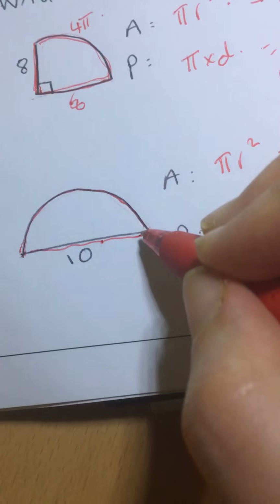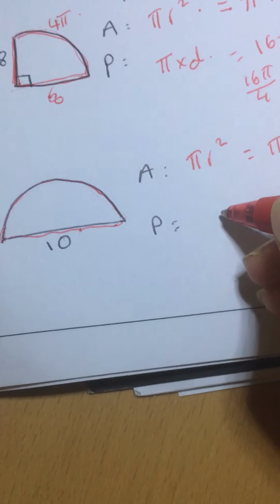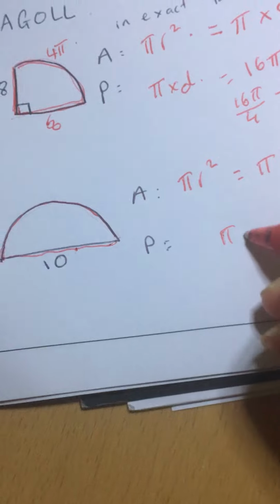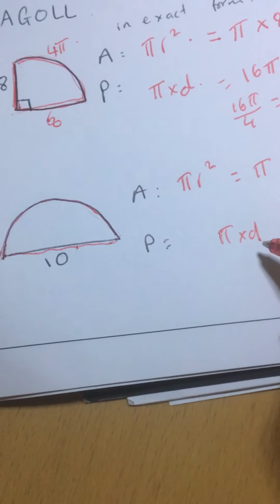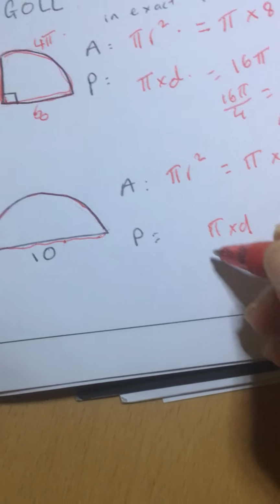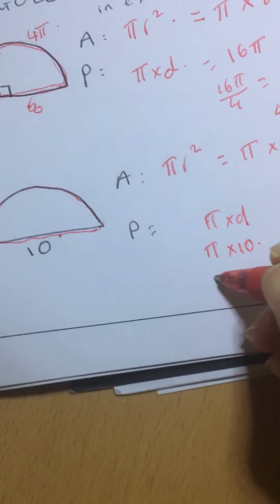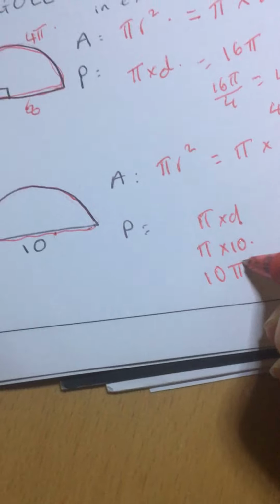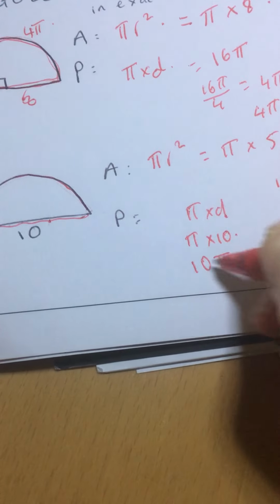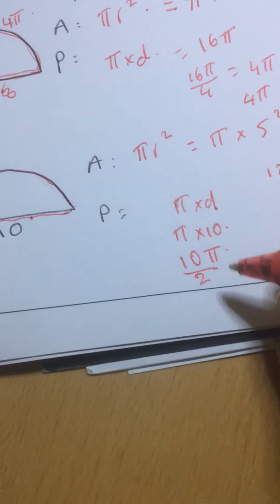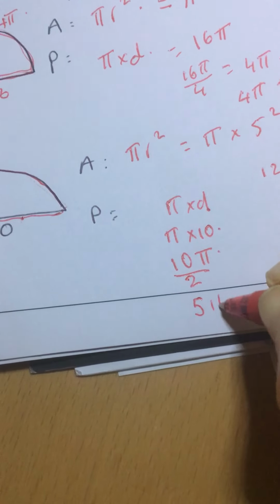This is half of a circle, so I use the formula for a circle, and the formula to find the circumference of a circle is pi times d. Here the diameter is 10, so I'm going to do pi times 10. That will give me 10 pi. But this is for an entire circle and I only have half a circle, so I divide by 2. That will give me 5 pi.